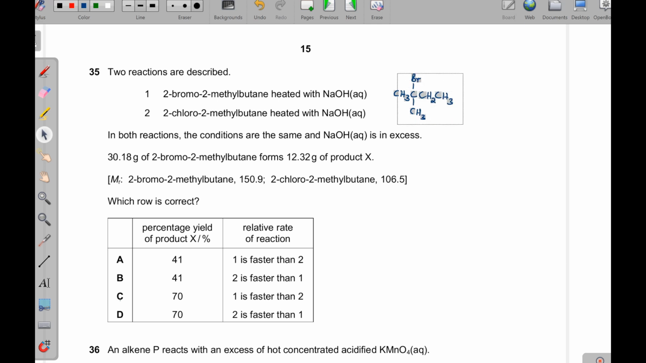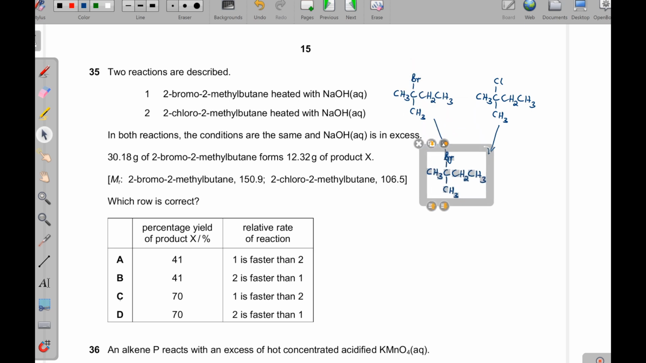And it is the same thing I'm going to have for the second one. But where there is bromine, I'm going to replace it with what? With a chlorine, because they are saying 2-chloro-2-methyl. Okay. Then in both reactions, the conditions are the same and sodium hydroxide is in excess. Now, when you add sodium hydroxide here, all of them are going to give us the same alcohol. So we are going to have this one here, okay? But where there is the halogen, just replace it with the OH. That is what we are getting there.